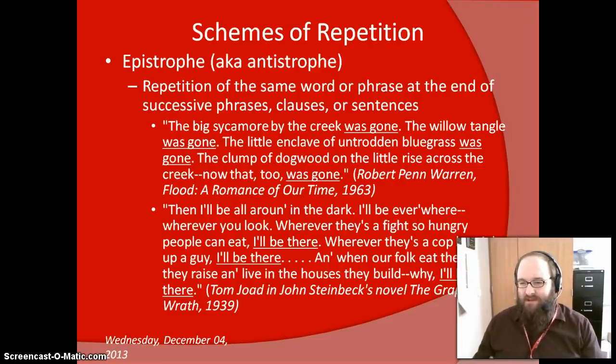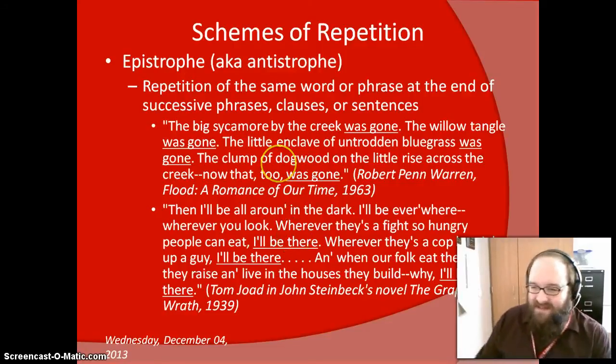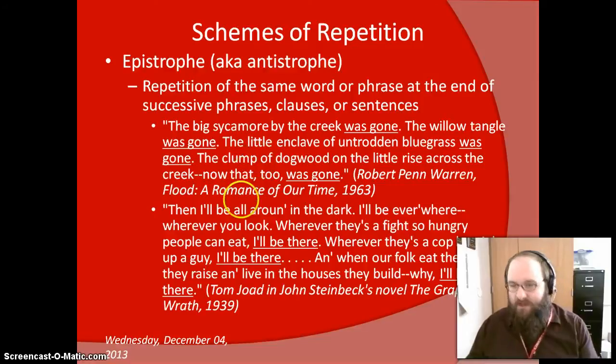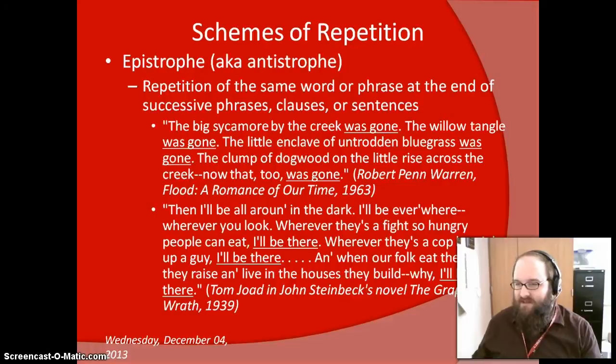Hear the epistrophe, that repetition of the independent clause, I will be there, it gives it a sort of ominousness. You can definitely hear the threatening tone behind Tom Joad's words there, because he gives us this constant repetitive reminder that he will be there whenever these injustices are going on, presumably to punish those who are doing them. So that is epistrophe, the repetition of words or phrases at the end of successive phrases, clauses, or sentences.